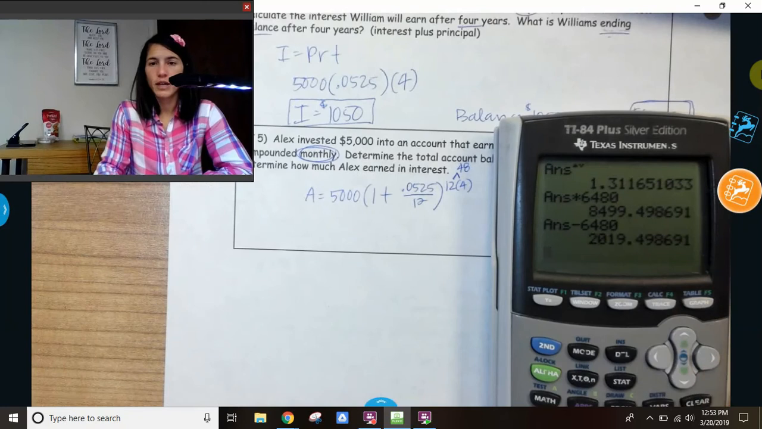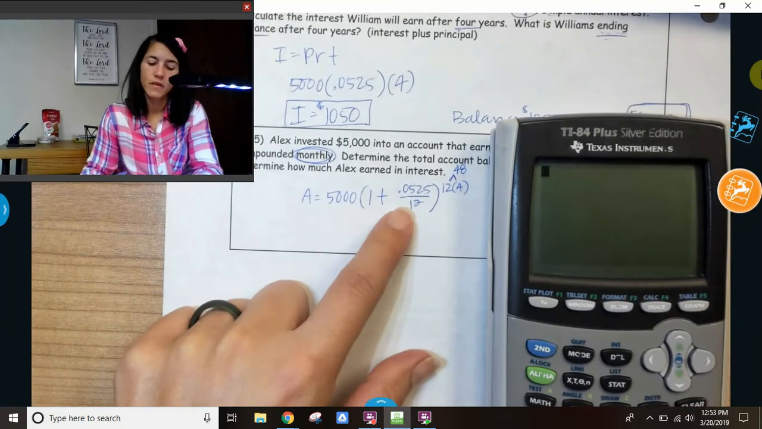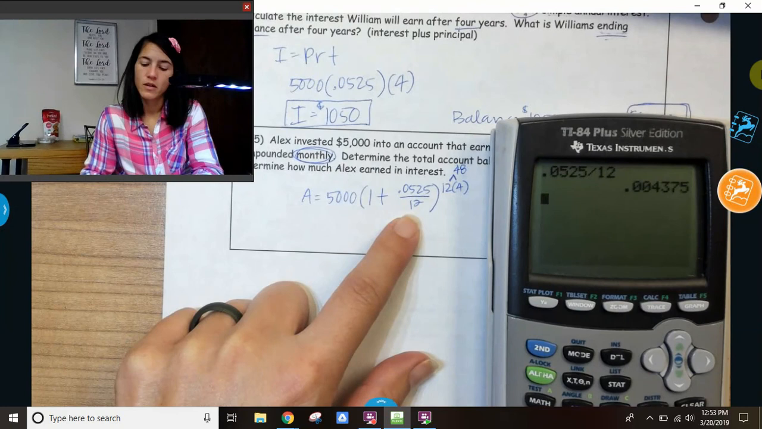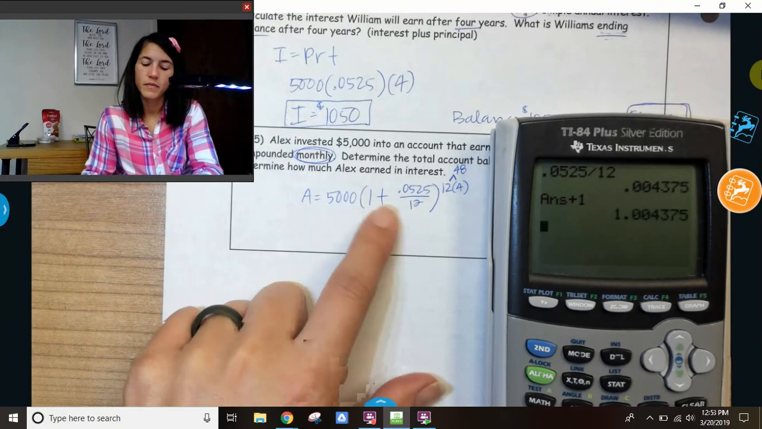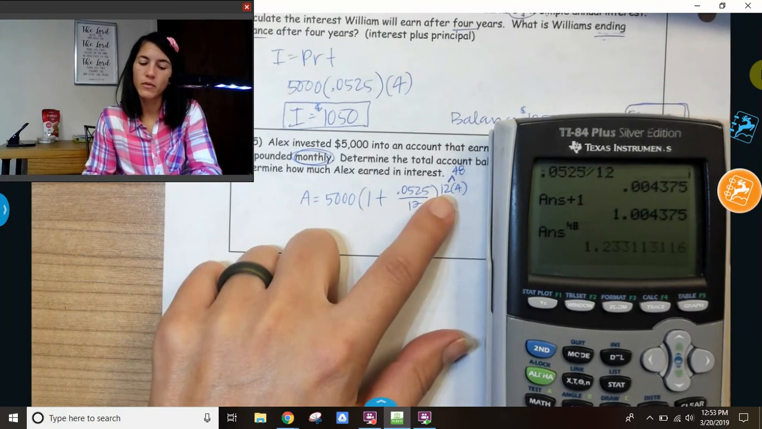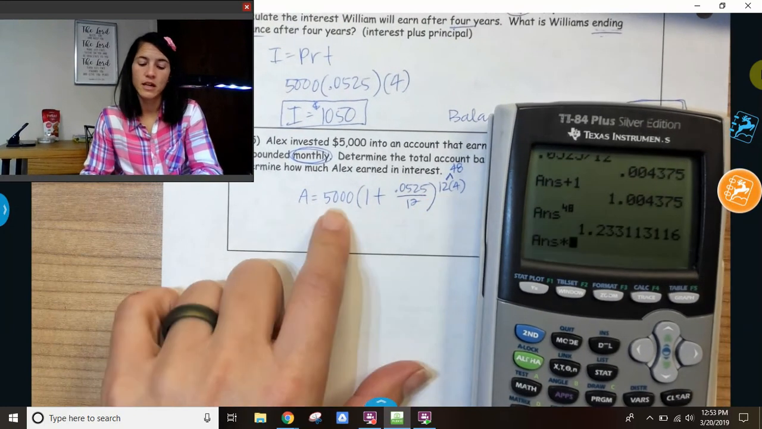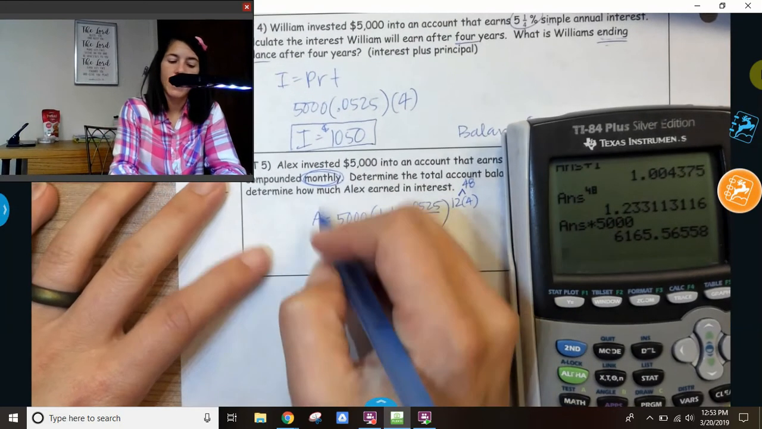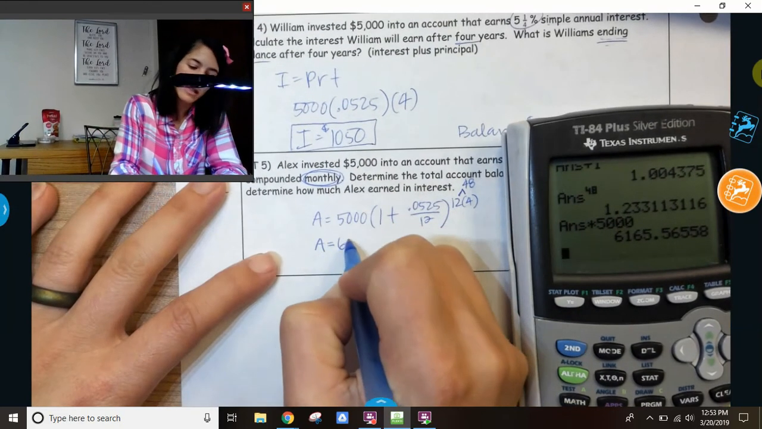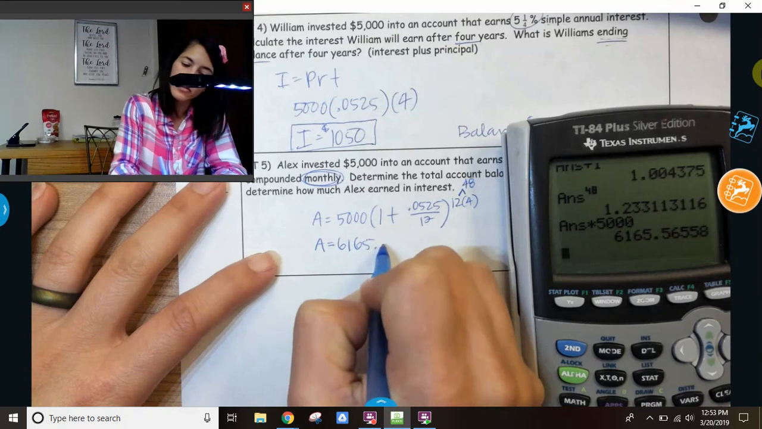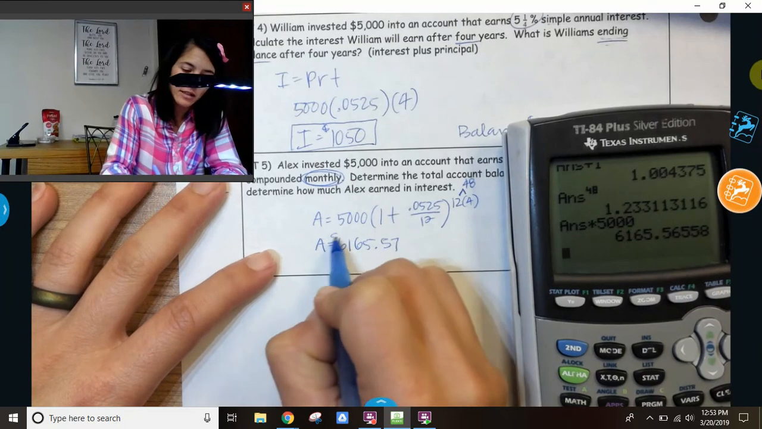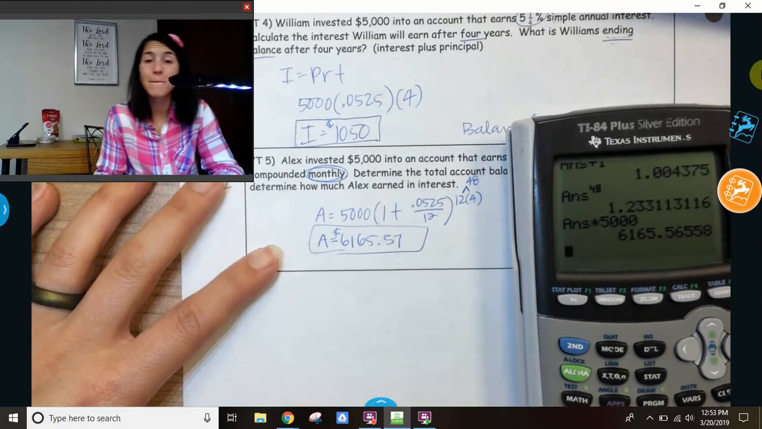So I will show you on my calculator again. 0.0525 divided by 12, plus 1, to the 48th power, times 5,000. So my account balance is $6,165.57, rounded to 57 cents. Now that's my account balance.